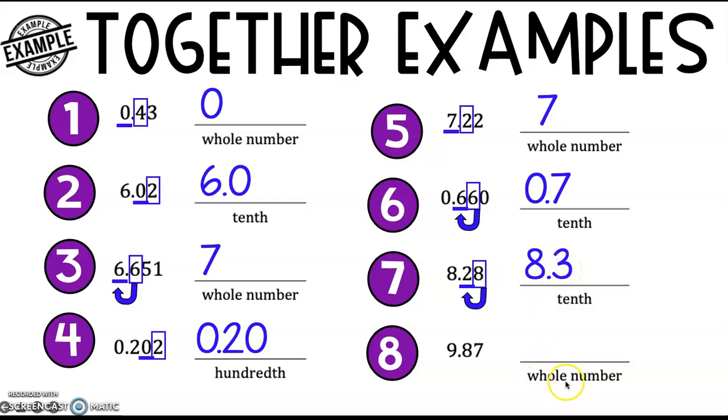For rounding to the nearest whole number, I'm going to underline my 9 because that's my nearest whole number. Then I'm going to look next door. Next door there's an 8. So I'm going to bump it up, and I'm going to draw my arrow, bump it up to a 10.